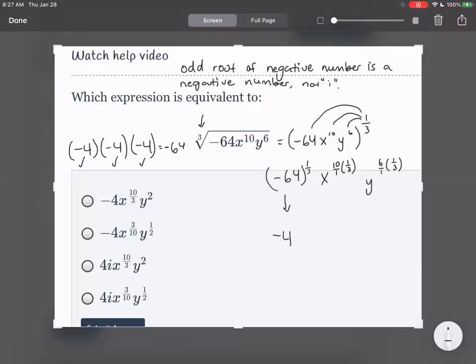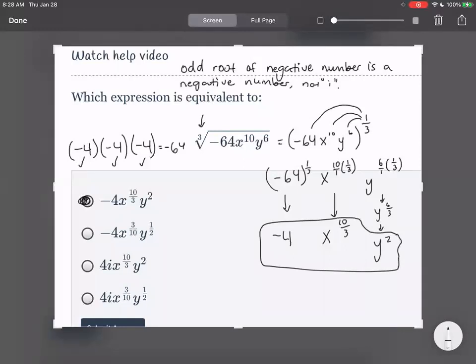And then for the x to the power of 10 over 1 times 1 over 3, multiply it straight across, x to the power of 10 times 1, and then 1 times 3. And then for the y piece, we have y to the power of 6 over 1, or 6 times 1, and then 1 times 3. So that's 6 divided by 3. Simplify again, that's going to be y squared. 6 divided by 3 is just 2. So I kind of wrote it really crooked this time, but this would be your answer. Where is that? Right here. The first one.